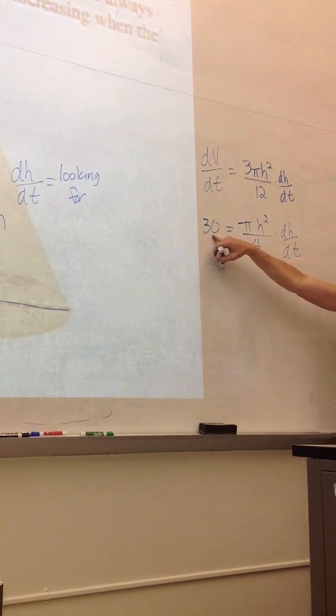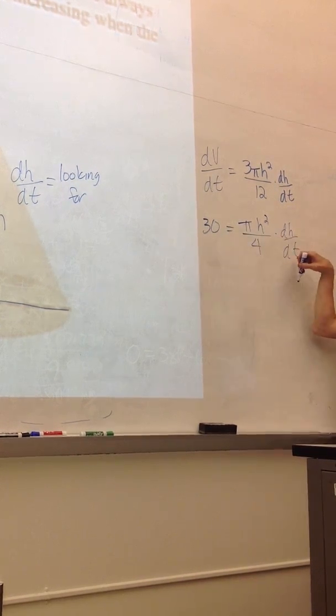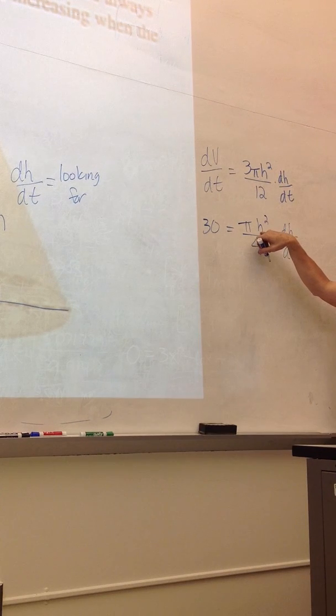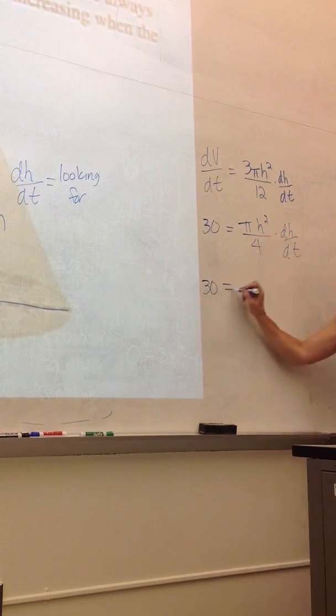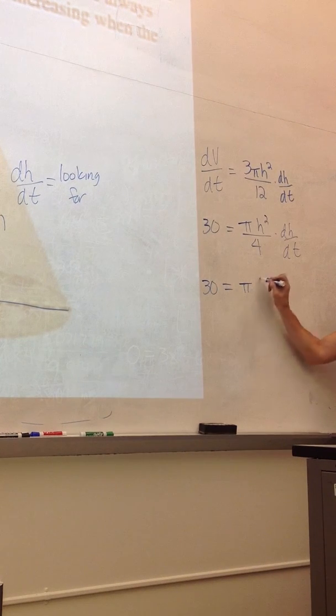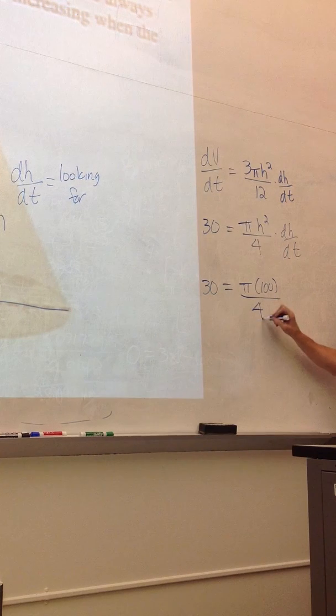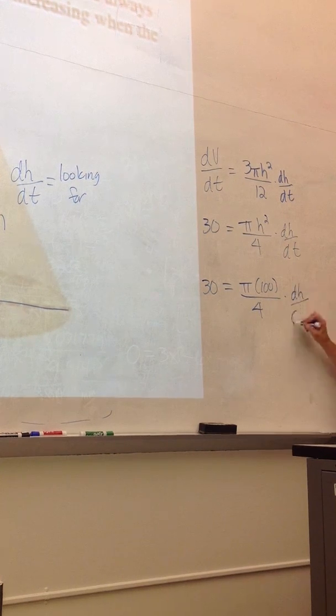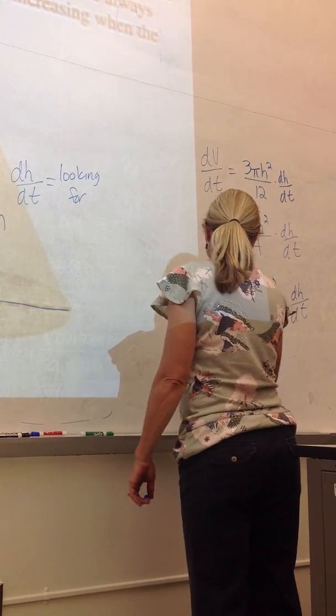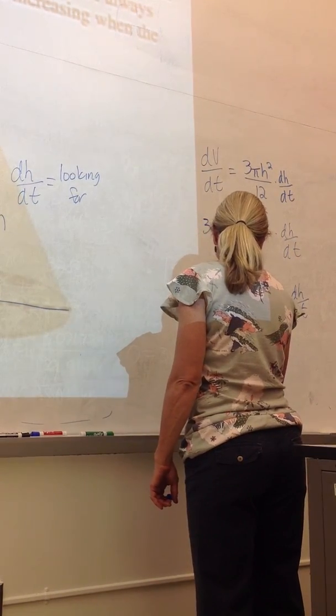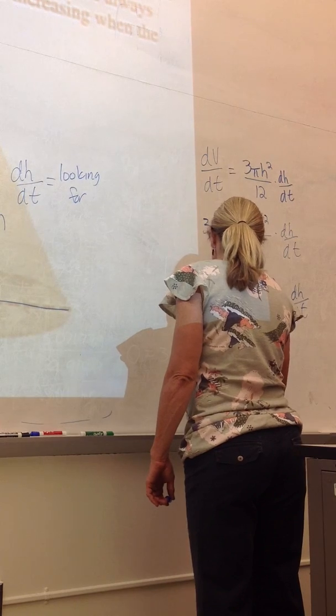Okay, so we were told that this was 30. I'm looking for this, and then we want the rate of change when the height is specifically 10 feet. So now that I've taken the implicit derivative, I can go ahead and plug my 10 in. I didn't want to do that until after I did the implicit differentiation though. So I get 120 divided by 100 pi.